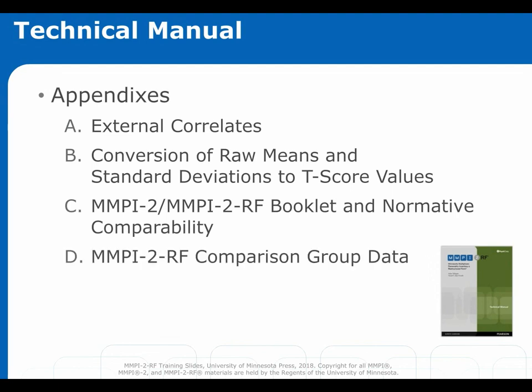Appendix D in the technical manual has information about MMPI-2-RF comparison group data. These data are essentially means and standard deviations on the 51 scales of the instrument that allow us to compare test takers' results to a group of individuals who were tested for a similar purpose or in a similar circumstance.